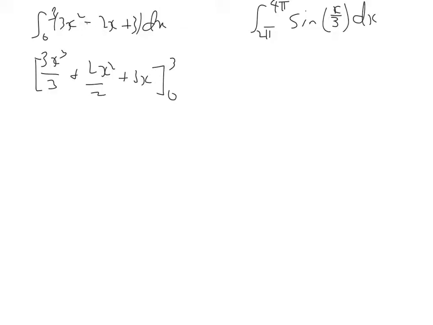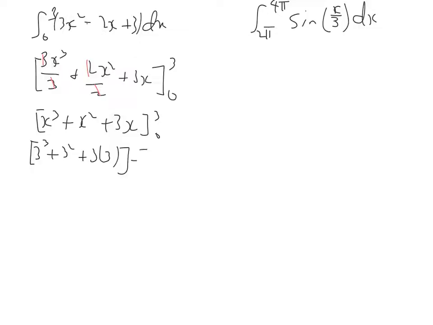So firstly, let's cancel some stuff. 3 and 3 will cancel, 2 and 2 will cancel, so we're left with x cubed plus x squared plus 3x, and that's between 3 and 0. So what we do next is substitute these values. We'll have 3 cubed plus 3 squared plus 3 times 3.